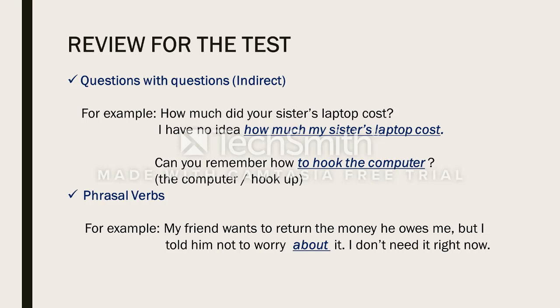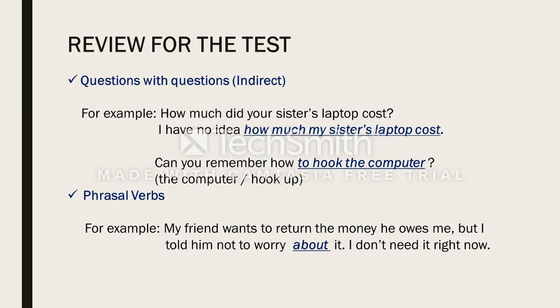I am not giving you exercises now, just examples, because I think you have the workbook and the course book where you have a lot of exercises where you can practice this, okay? So keep it in mind.